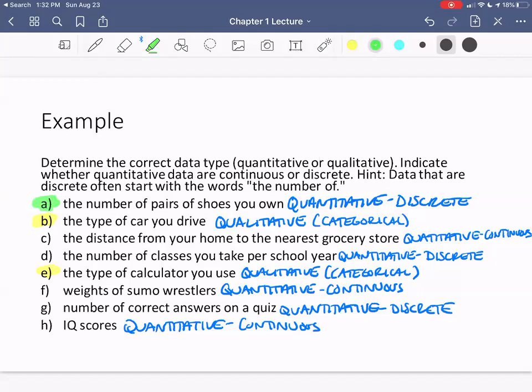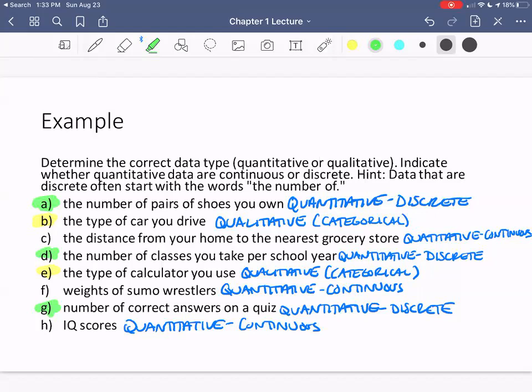Everywhere it says discrete here, we're going to look at those to try to distinguish them. The first one is letter A, the number of pairs of shoes you own. You might say, what if I have only one shoe and the other is gone? I usually can keep track of both shoes in the pair. You either have a pair of shoes or you don't, because even if you only have one shoe, you don't have a pair anymore. You just have a shoe, so it falls out of the category.